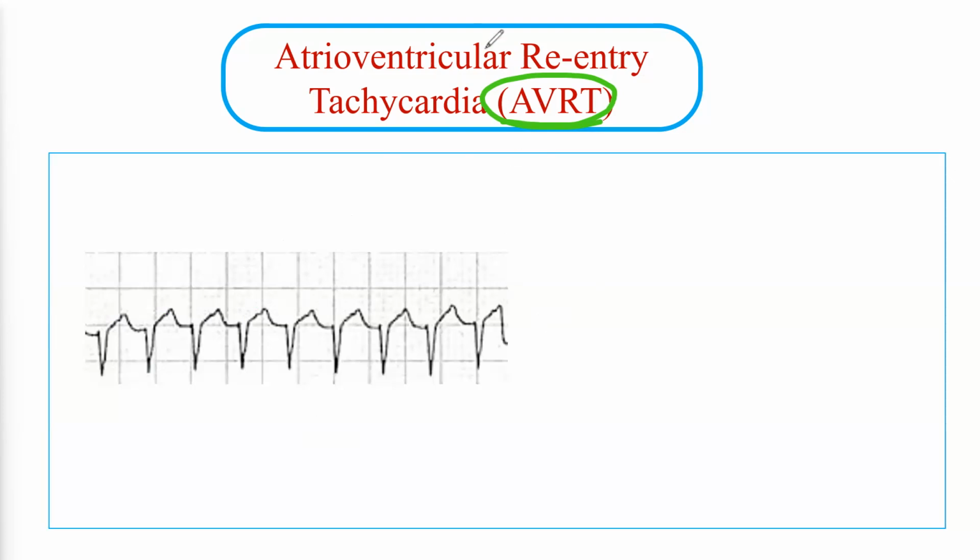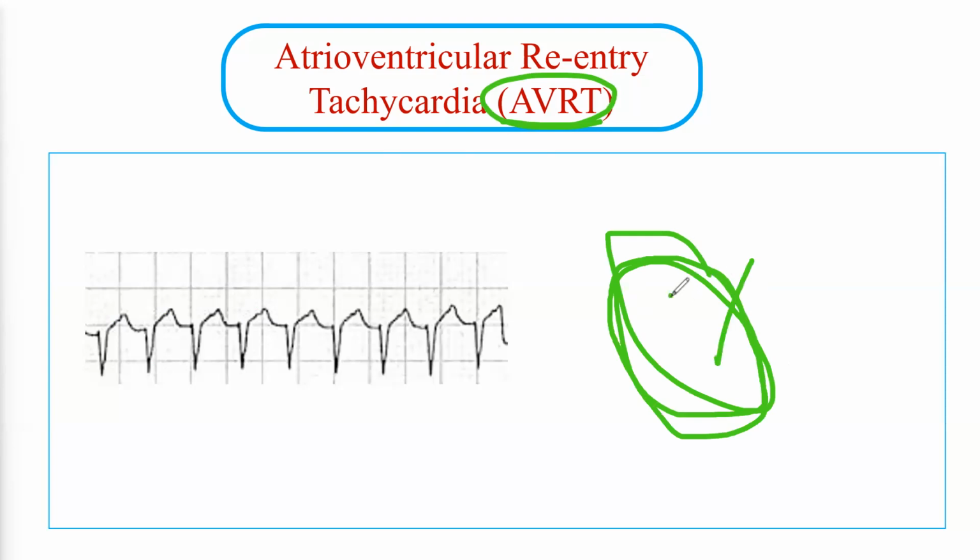Again, why do we block the AV node? Because the initiation of this orthodromic AVRT is through the AV node. The AV node first initiates the reentry circuit and the bundle of Kent completes it. So you have to give something to block the AV node.